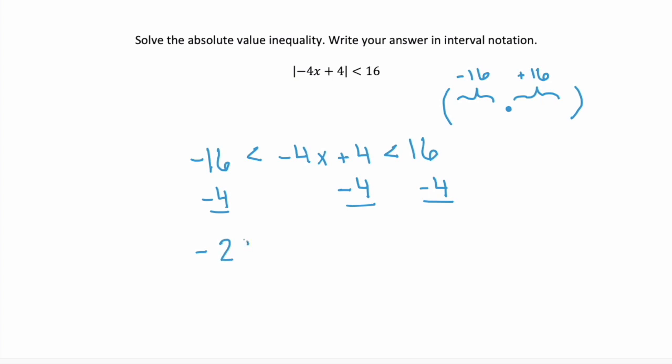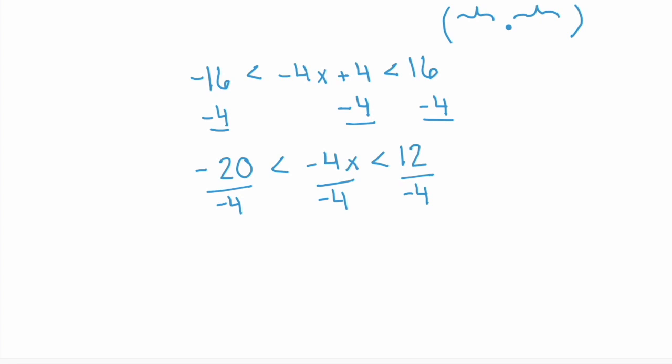That gives us negative 20 on the left, less than negative 4x in the middle, less than 12 on the right. Now to get x isolated, we need to divide by negative 4, and we need to divide all three parts by negative 4. Remember, with an inequality, whenever you divide by a negative, you need to flip those inequality signs. I like to do that first.